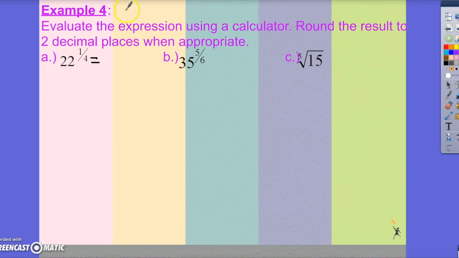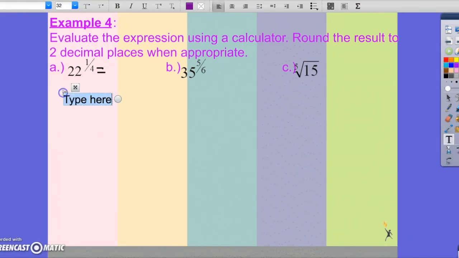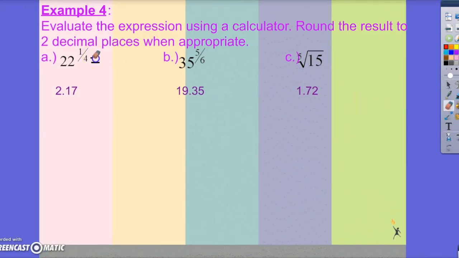So first one, I'm actually going to type this, I think. First we get 2.17. Next one I get 19.35. Last one I get 1.72. I know it sounds very obvious, like, oh, I know how to type in a calculator, but please make sure you can get these. And then if you can't figure out how to get my solutions, you ask me tomorrow. Every calculator is different. I'd hate to see you get problems wrong on a test or quiz because you didn't know how to type them in correctly.